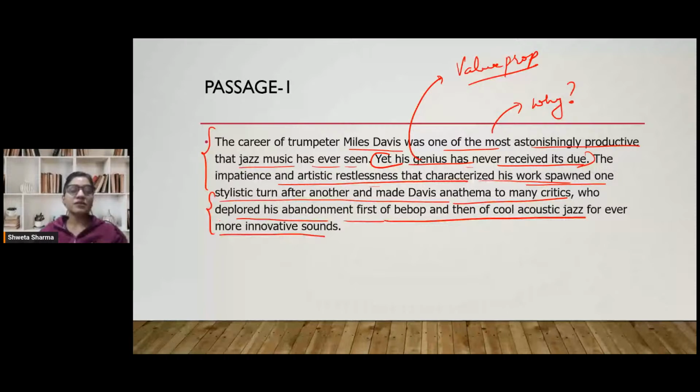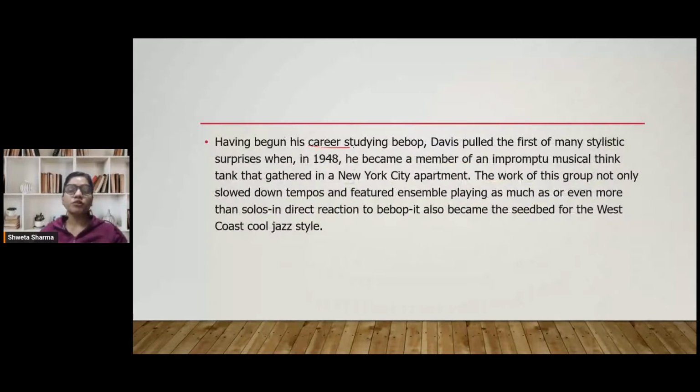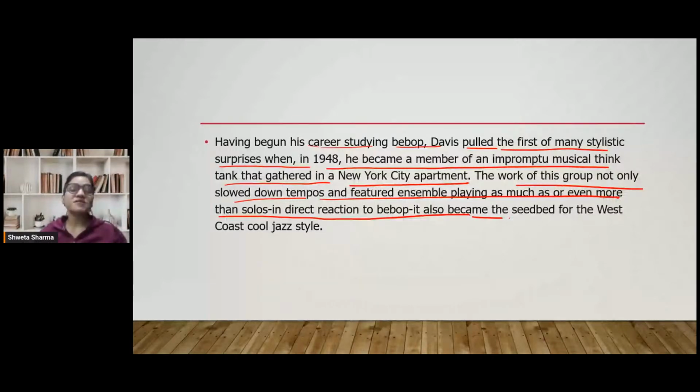Having begun his career studying bebop, Davis pulled the first of many stylistic surprises when in 1948 he became a member of an impromptu musical think tank that gathered in a New York City apartment. The work of this group not only slowed down tempos and featured ensemble playing as much as or even more than solos, in direct reaction to bebop, it also became the seedbed for the West Coast cool jazz style.